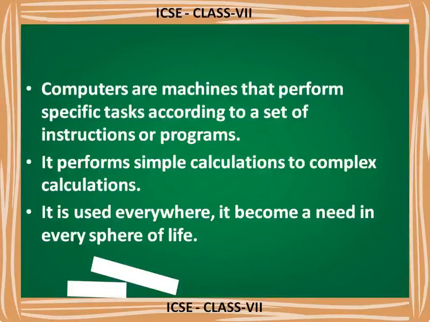Computers are machines that perform specific tasks according to a set of instructions or programs. See, computers perform the task according to the instruction. So that instruction is given by whom? The instruction is given by the programmer or the user, and according to that instruction the computer works.